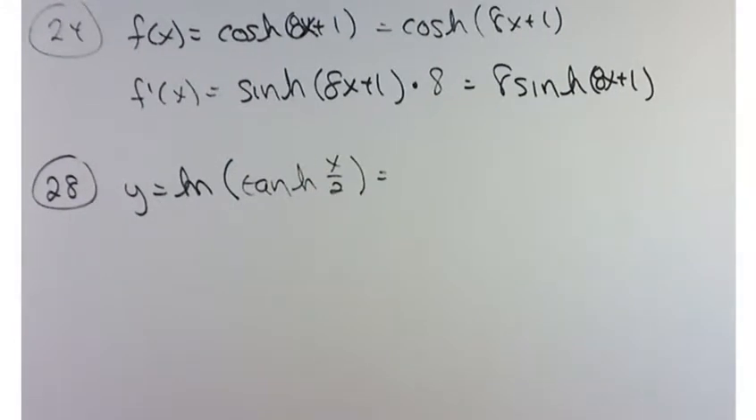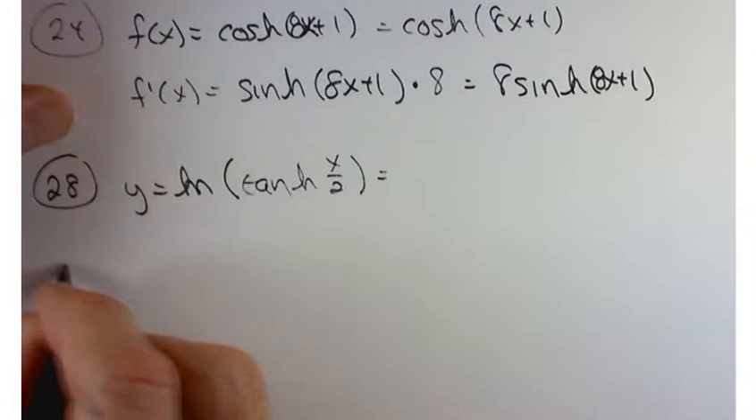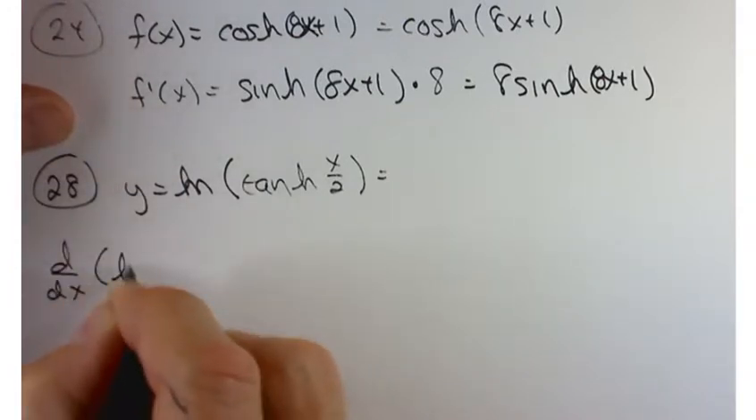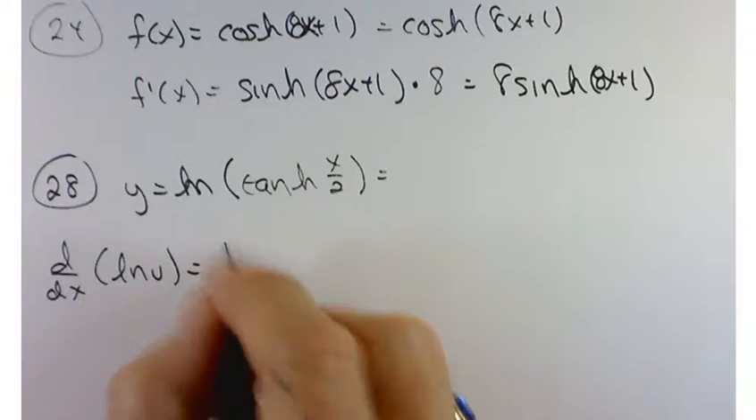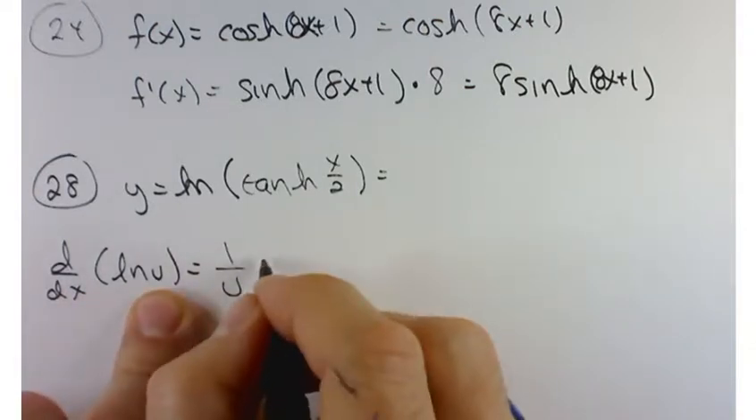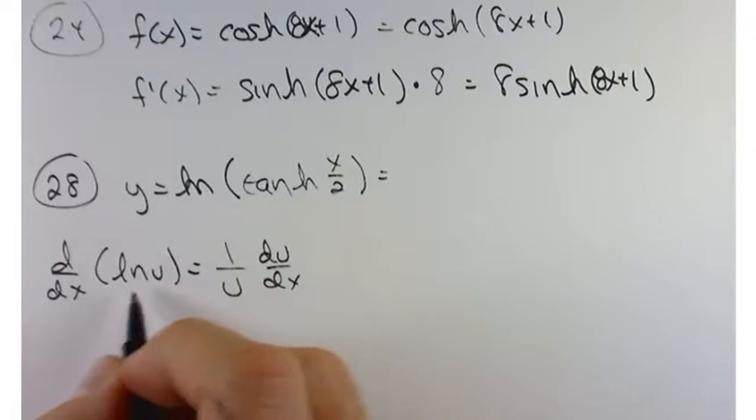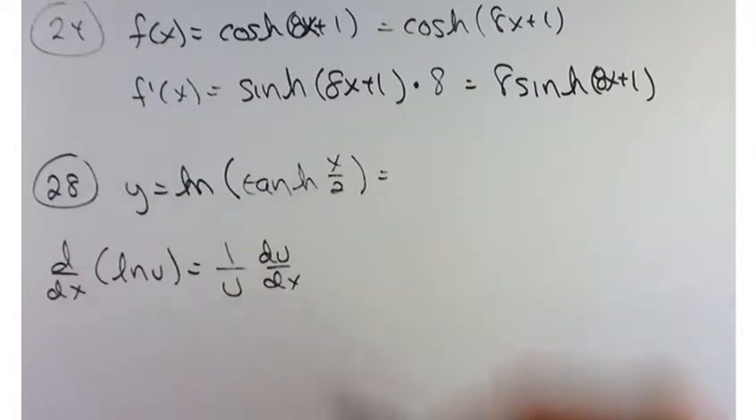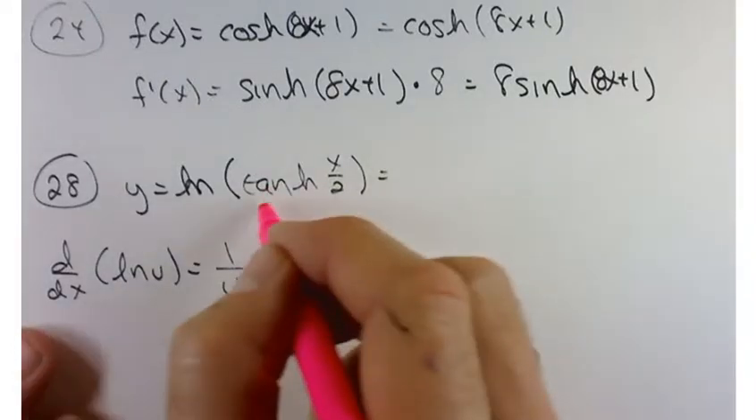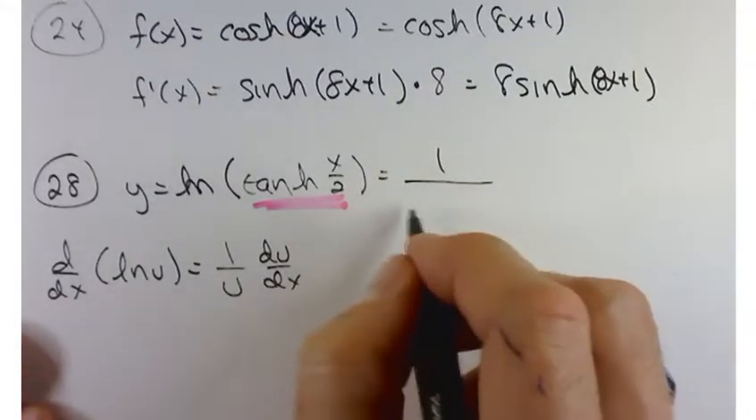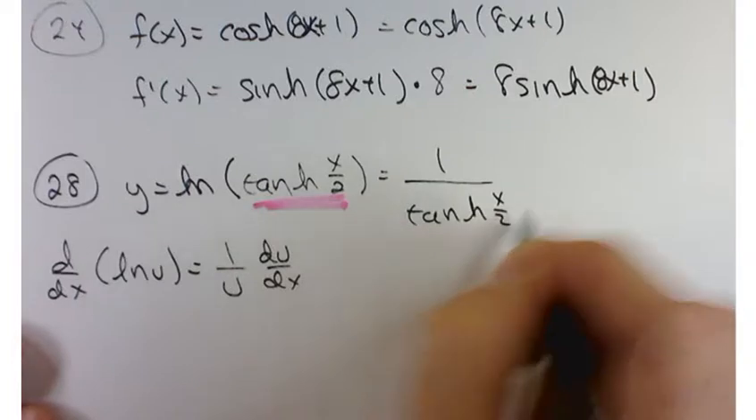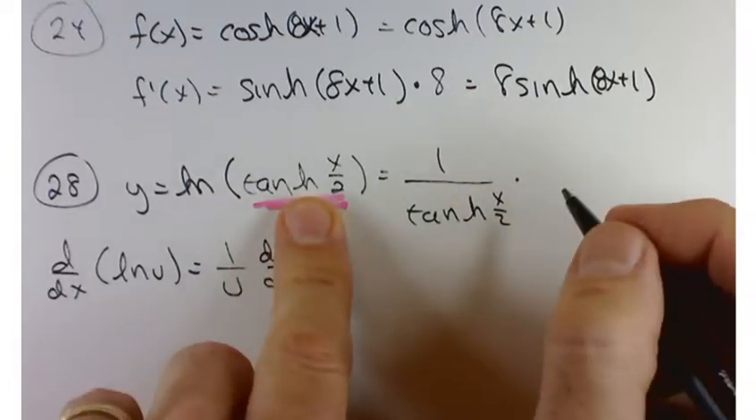Now, kind of a quick reminder here for us. d by dx ln of u. When I differentiate the logarithm, what do I get? 1 over u times the derivative of the inside, so times du by dx. Derivative of the outside times the derivative of the inside. So 1 over u du dx. The same thing is going to be true here. My u in this case is the whole thing. So it's going to be 1 over hyperbolic tangent of x over 2 times the derivative of this whole thing.